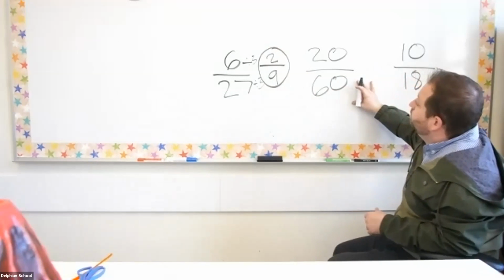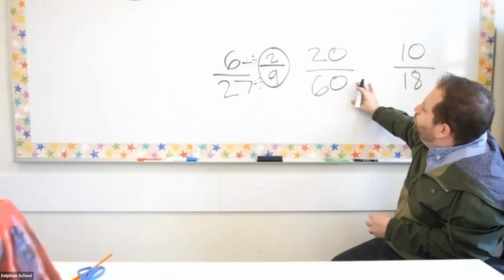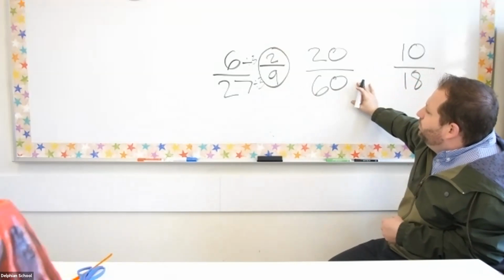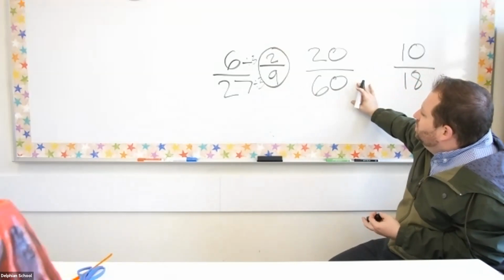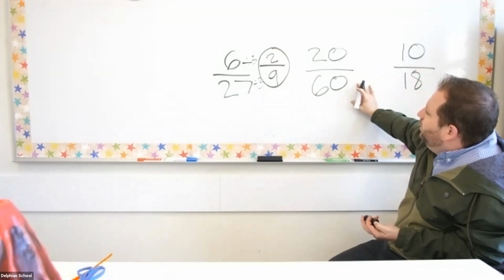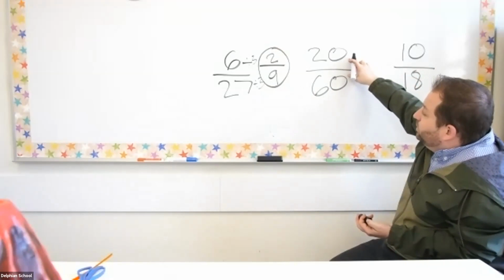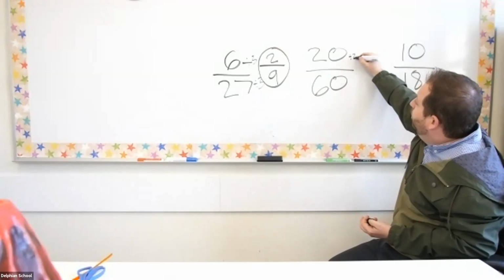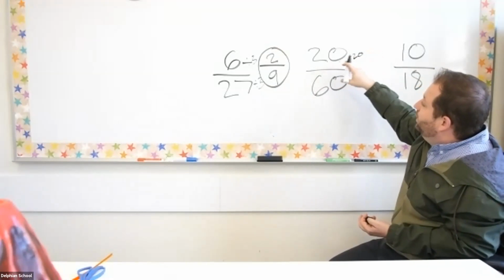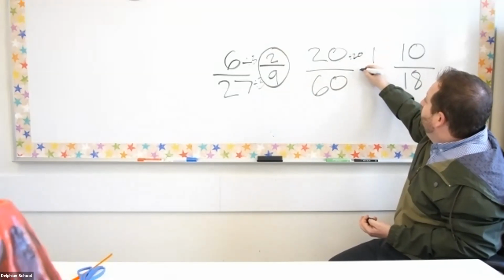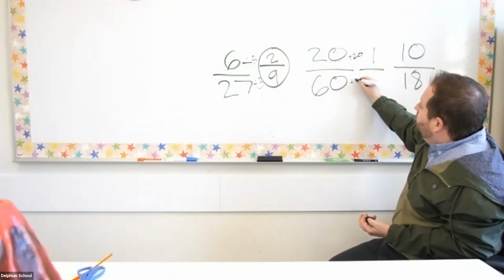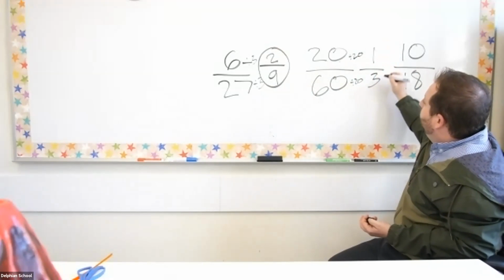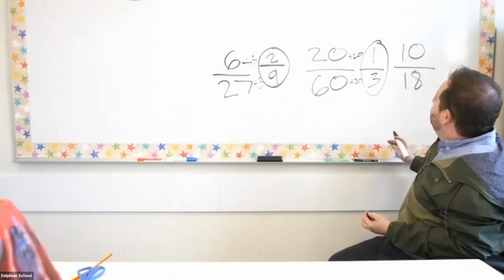Let's do this one. I could divide both of those by 10. Is there anything bigger I could divide those by? I could divide that by 20. Oh, I could divide 60 by 20 also. Okay, so I'm going to divide them both by 20. 20 divided by 20 is 1. 60 divided by 20 is 3. So there we go. We got lowest terms for that one.